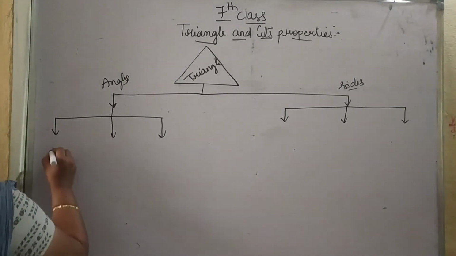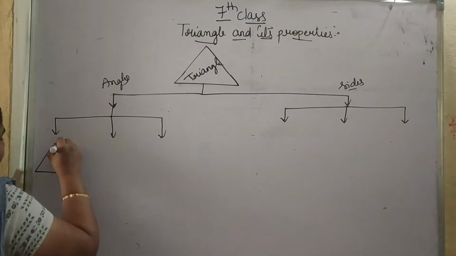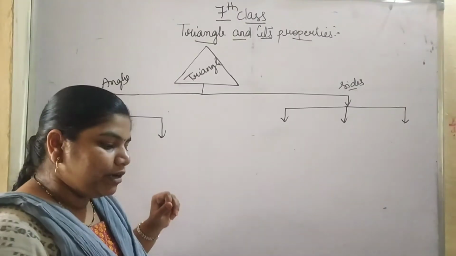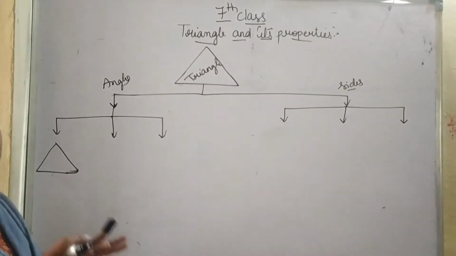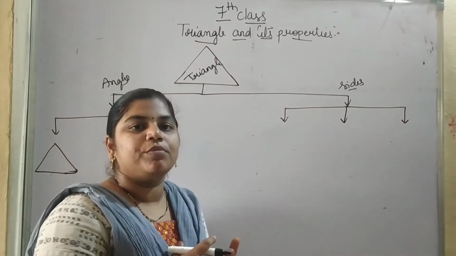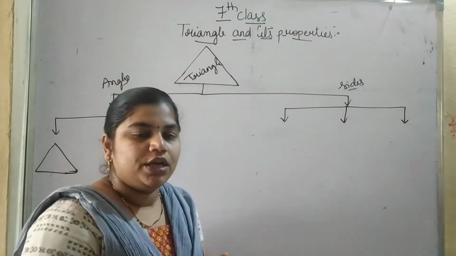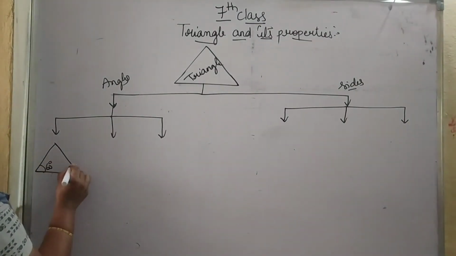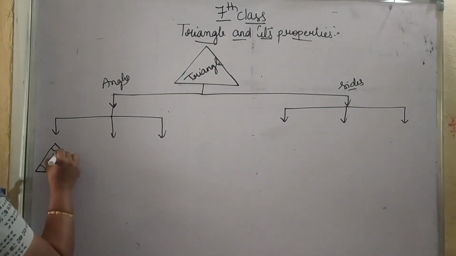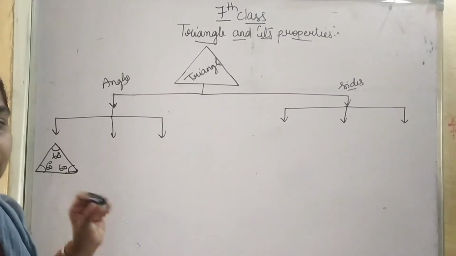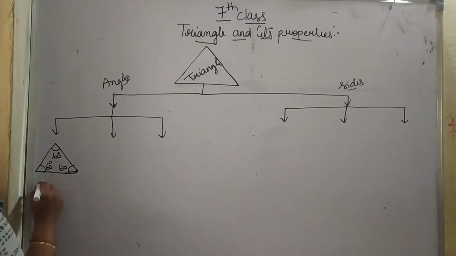What are they? One is acute angle triangle. Acute angle triangle means all the angles will be acute angles. It will be formed with less than 90 degrees only. So they are called acute angle triangles. So I can take here 60, 60, 60. All angles are 60 degrees, and 60 degrees is nothing but an acute angle. So this is called an acute angle triangle.